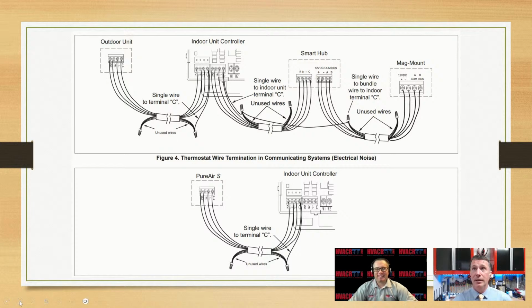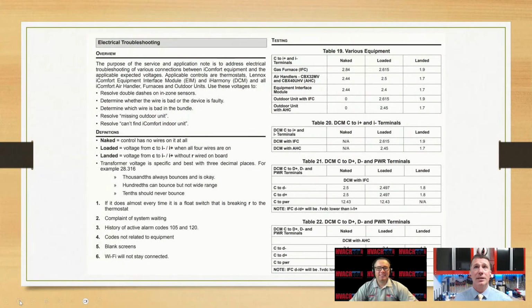It is a 4 wire system: common, hot, plus, negative. How do we check the voltages on that? It's actually pretty clear right out of the service manuals. It depends on if it's connected. This particular manufacturer says let's check it a bunch of ways. You'll see terms that you don't always see: naked, loaded, landed. What do those mean?